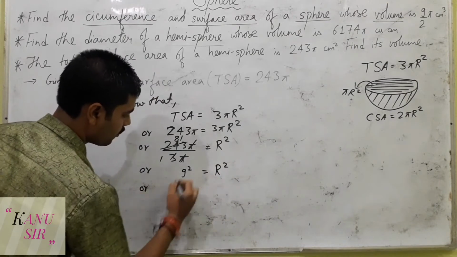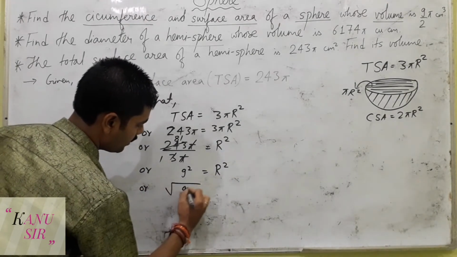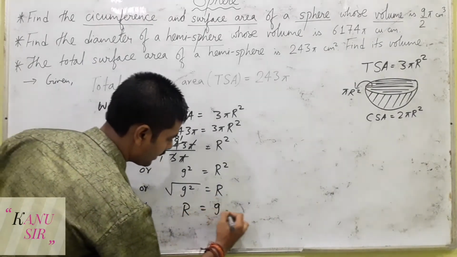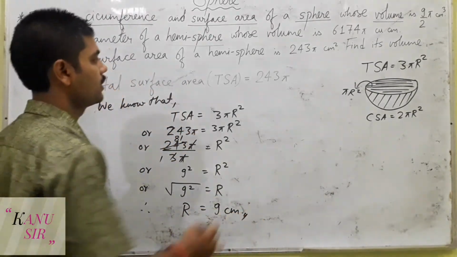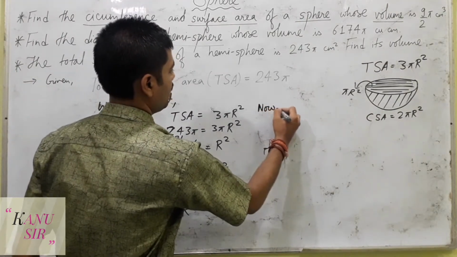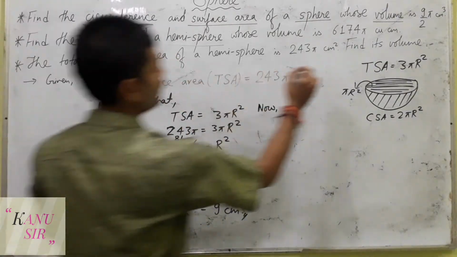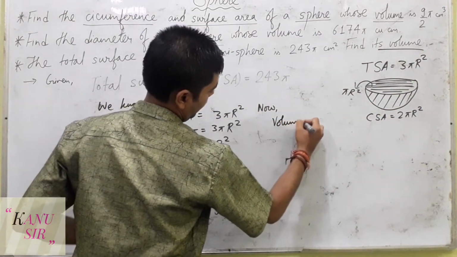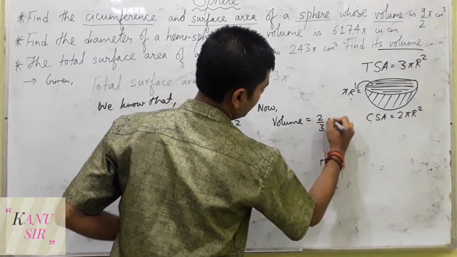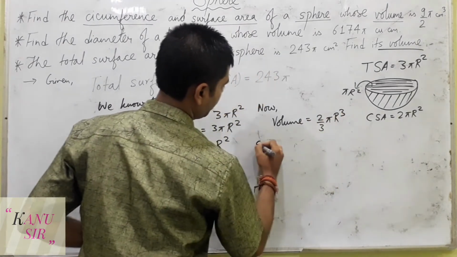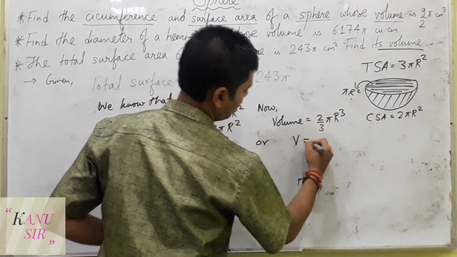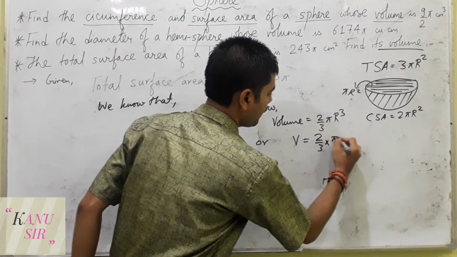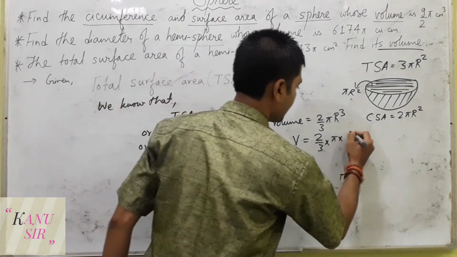Okay, taking the square root, square root of 9 square, removing square from r, therefore the value of r is 9 centimeter. Now we have to go as per the question asked here. It is asked to find the volume. So the volume of a hemisphere is 2 upon 3 pi r cube, where volume stands for V. Then 2 upon 3 pi, the value of r is 9.